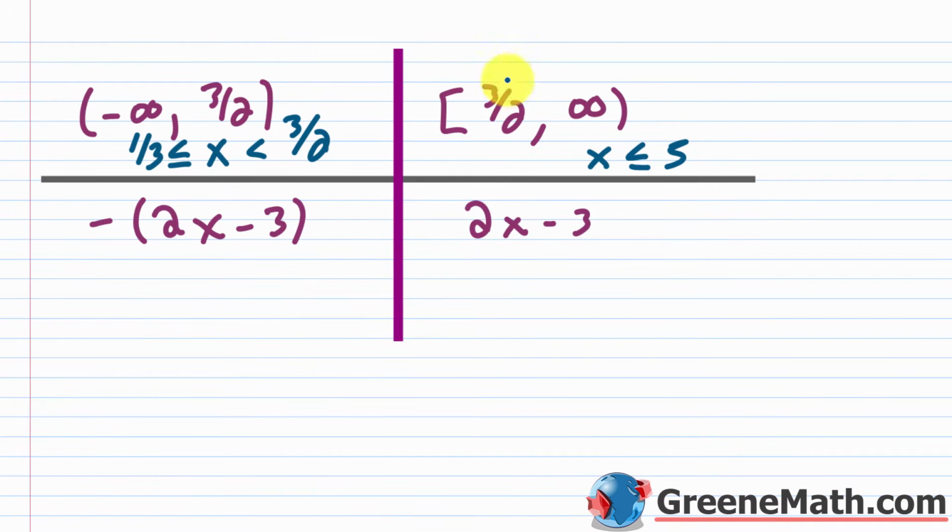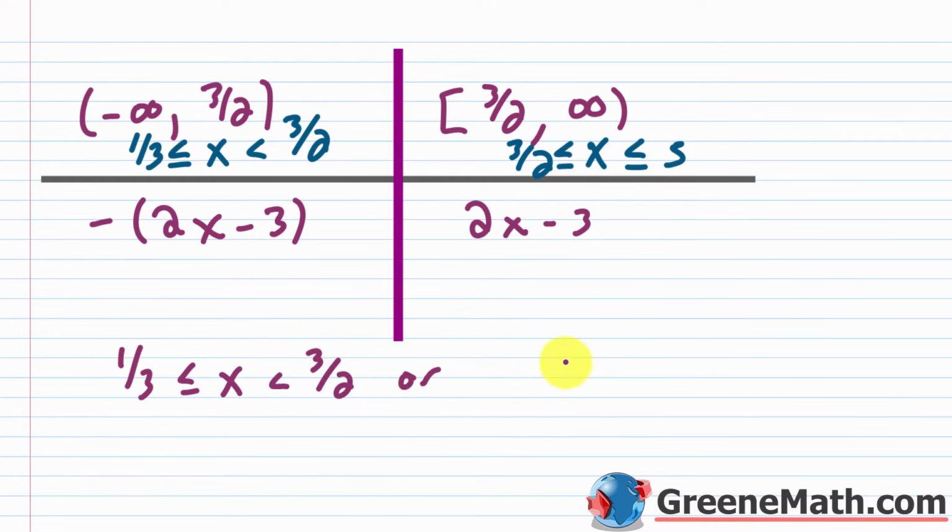Now, again, you have to consider that this interval is going to start at 3/2. So I'm going to basically rewrite this and say that x is greater than or equal to 3/2 and less than or equal to 5. So if you put these two together, you're basically saying that x is greater than or equal to 1/3 and less than 3/2, or x is greater than or equal to 3/2 and less than or equal to 5. Well, this guy right here includes the 3/2, right? So 3/2 is included. So basically, if you put these together, you would say that x is greater than or equal to 1/3 and less than or equal to 5.